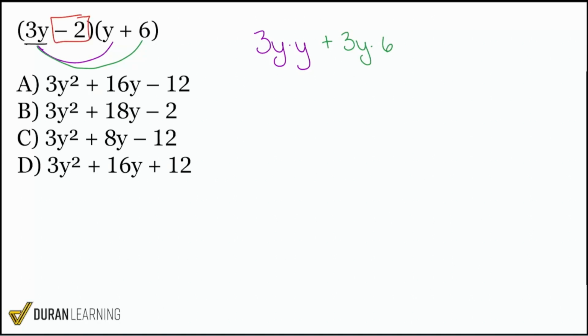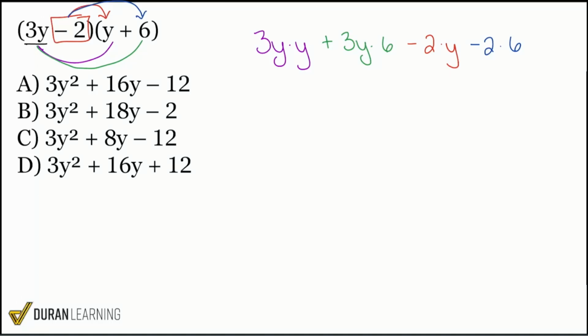Then we'll continue with the minus 2. Make sure to bring that sign with you. That's one of the most common mistakes that we see. We'll have minus 2 multiplied with the y, so minus 2 times y. And then lastly, we're going to have the negative 2 multiplied with the positive 6, so negative 2 multiplied with 6. So with that, cool, there we are. Now again, we'll take it one step at a time.